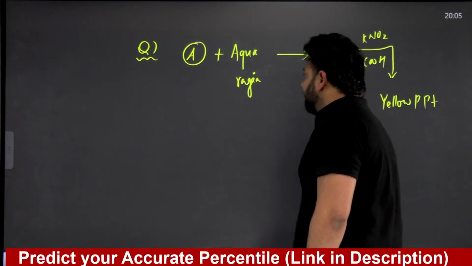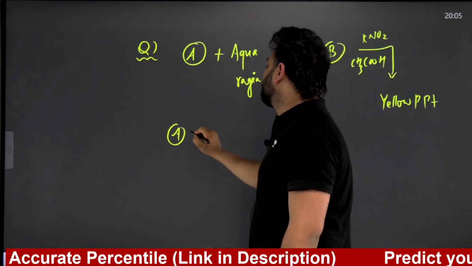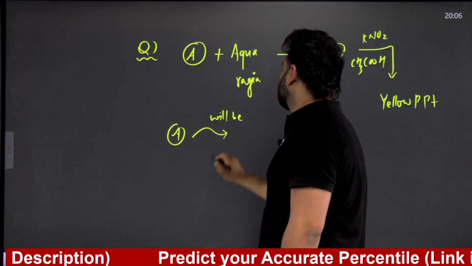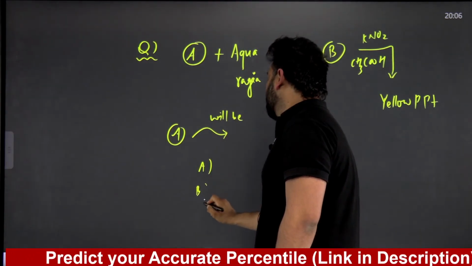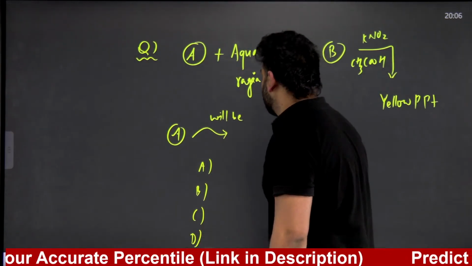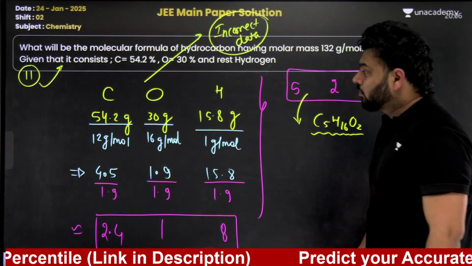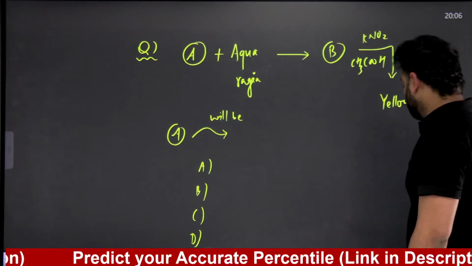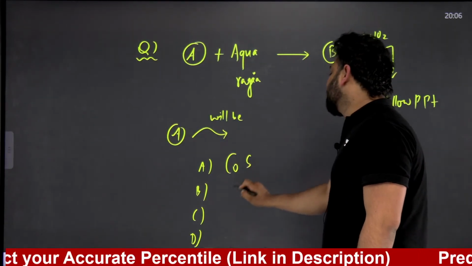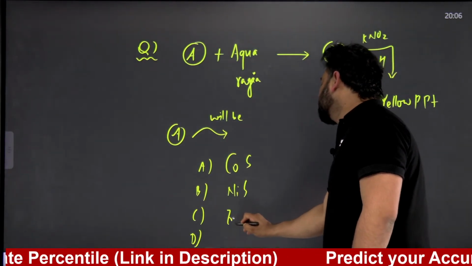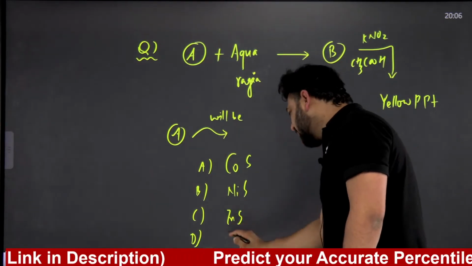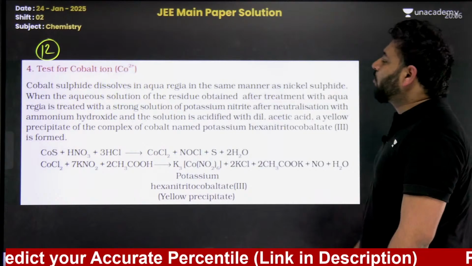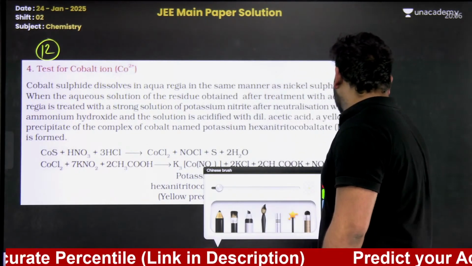And there were options asking what this A is. So now we have some options A, B, C and D. This could be cobalt sulfide, nickel sulfide, zinc sulfide, and let's say copper sulfide or whatever it is. So this is the test of the cobalt Co3+ ion. What is this test about?